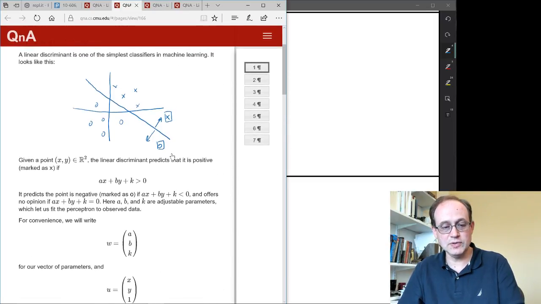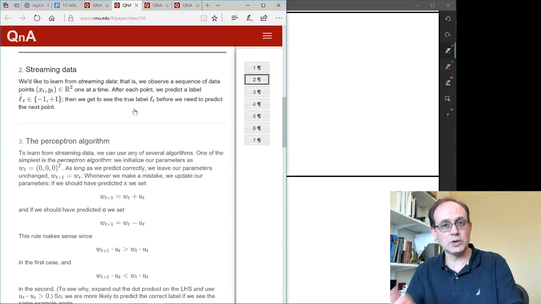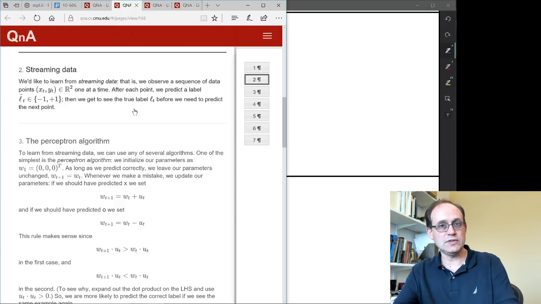That's the type of thing we're trying to discover, and we're going to learn it from data, and in particular we're going to use what's called streaming data. That means that we have a sequence of examples coming in one at a time. For each example we observe the xy coordinates, and after we observe those we predict a label, either positive or negative, +1 or -1, and then we get to see whether we were right or not. We get to see the true label, and once we've seen the true label, we're allowed to update our parameters in preparation for the next example, which we're going to have to classify.